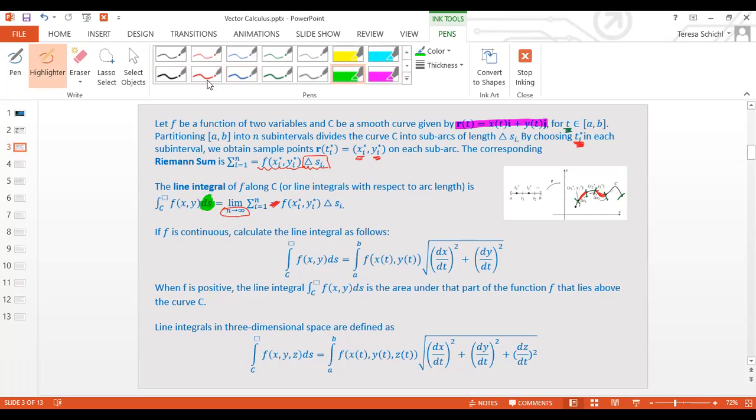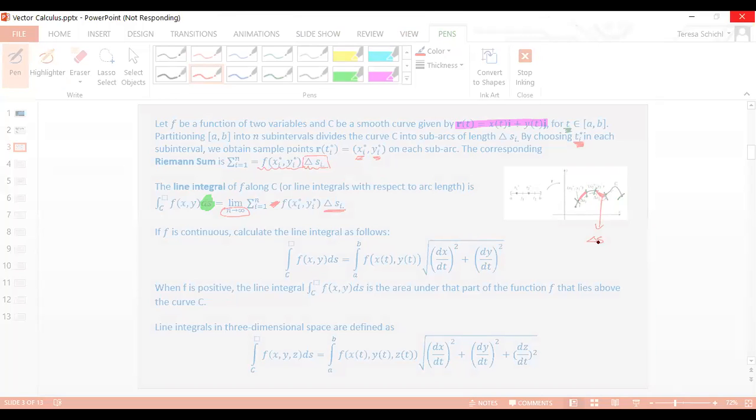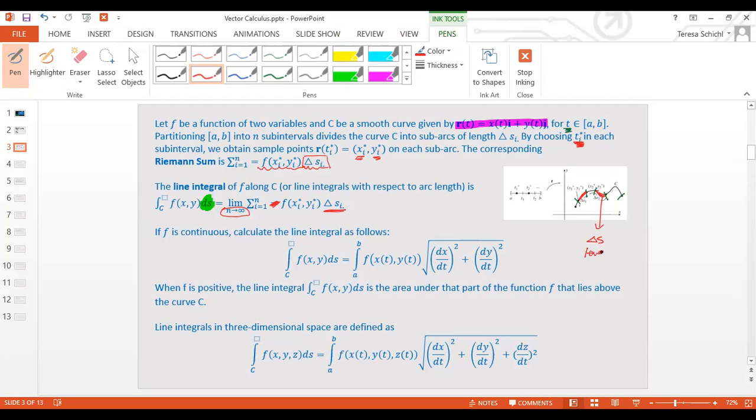So that means I'm cutting this curve into very small segments. Each segment is the length, right? So the delta S is here. That is the length of this small arc, right? That's the length of this small arc here.